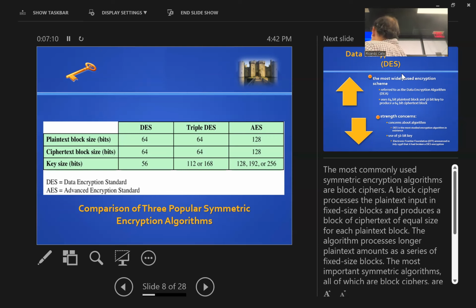So as you can see, really what changes with these, I mean, the algorithms change a little, but the important things are the plaintext block size, the ciphertext block size, and the key size. And notice they don't have to be the same size. They can be modified in the algorithm. But in general, they do get bigger, right?